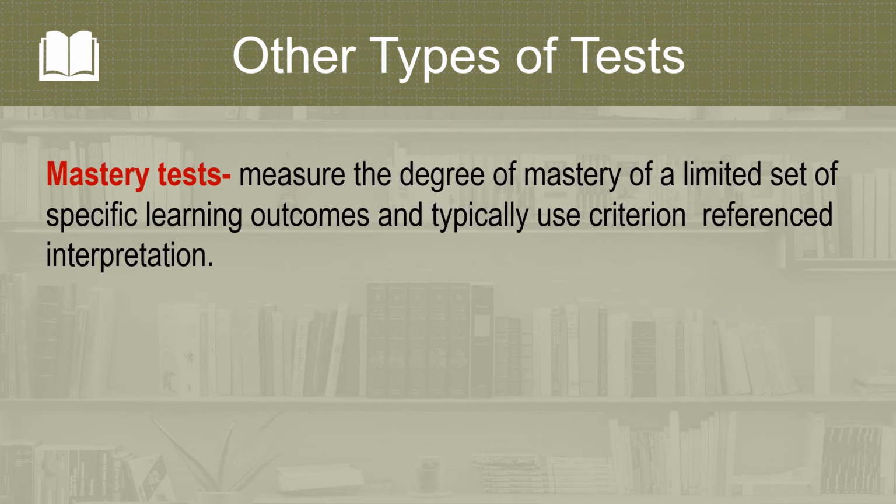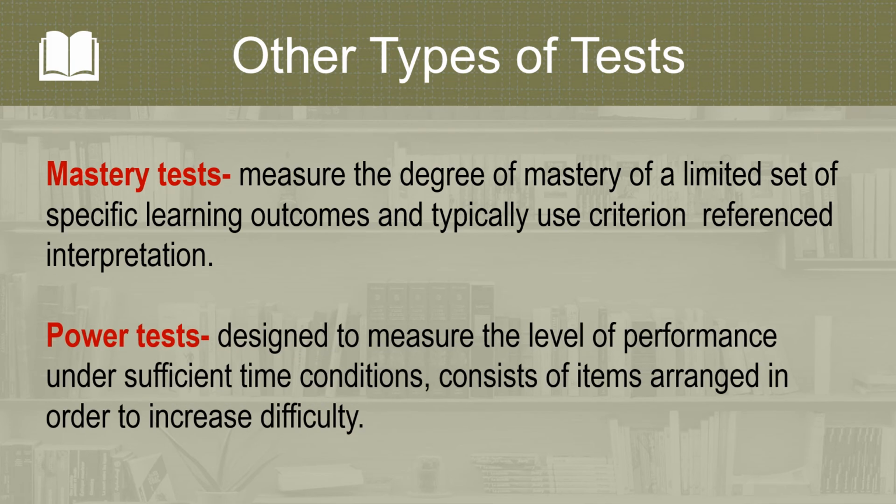Aside from that, we have here also your mastery test. So mastery test measures the degree of course mastery of limited set of specific learning outcomes and typically uses criterion referenced interpretation. So why use criterion referenced interpretation? Because when we talk about criterion referenced interpretation, we have set of standard or criteria that we need to achieve. For example, you need to achieve 95% mastery. So once you achieve 95% mastery, you reach the criterion, definitely you were able to pass the mastery test.